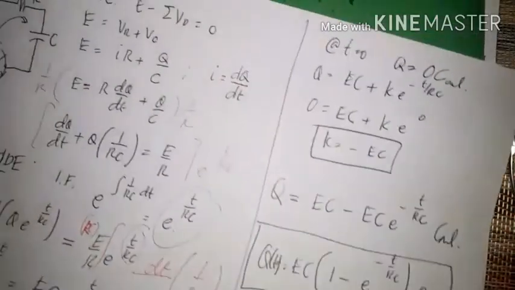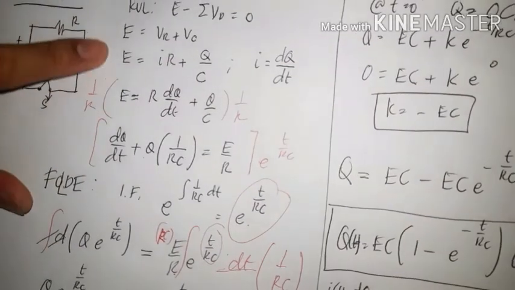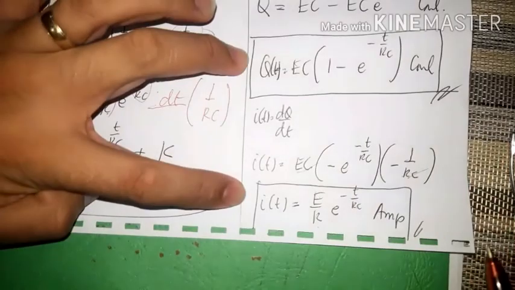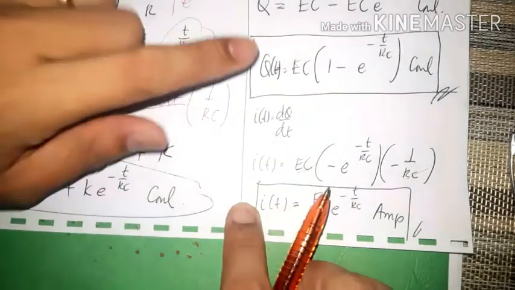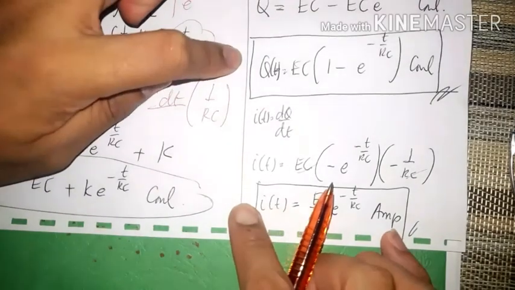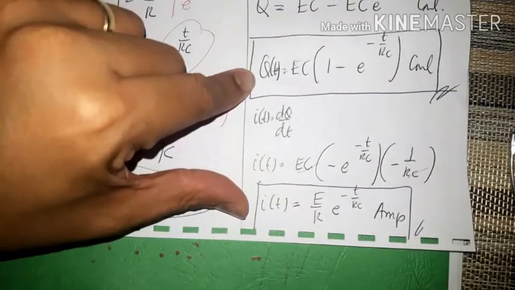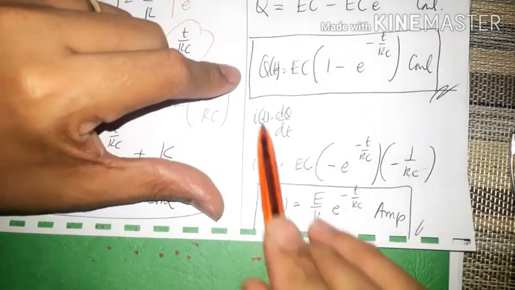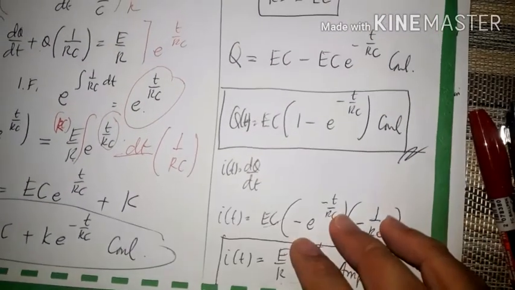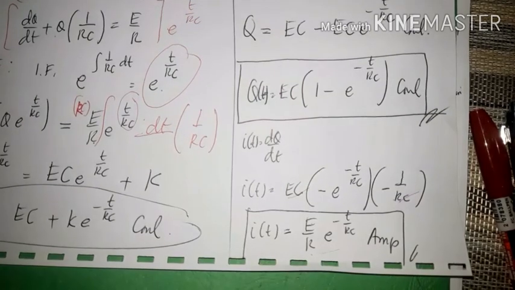Okay, so ibig sabihin, in this particular circuit, the behavior of the current and the charge in the capacitor are expressed or defined by these expressions respectively. So let us try to solve some problems.